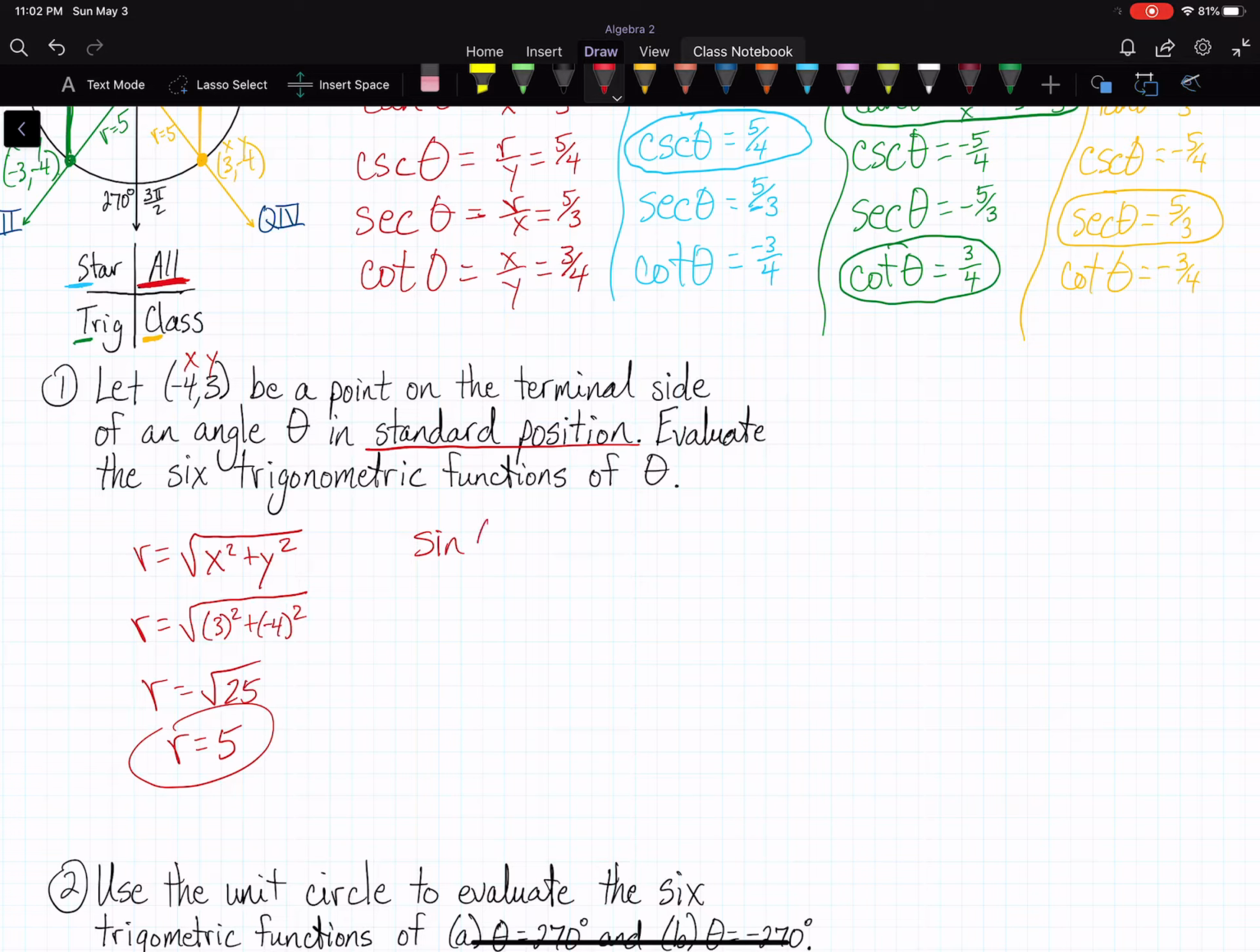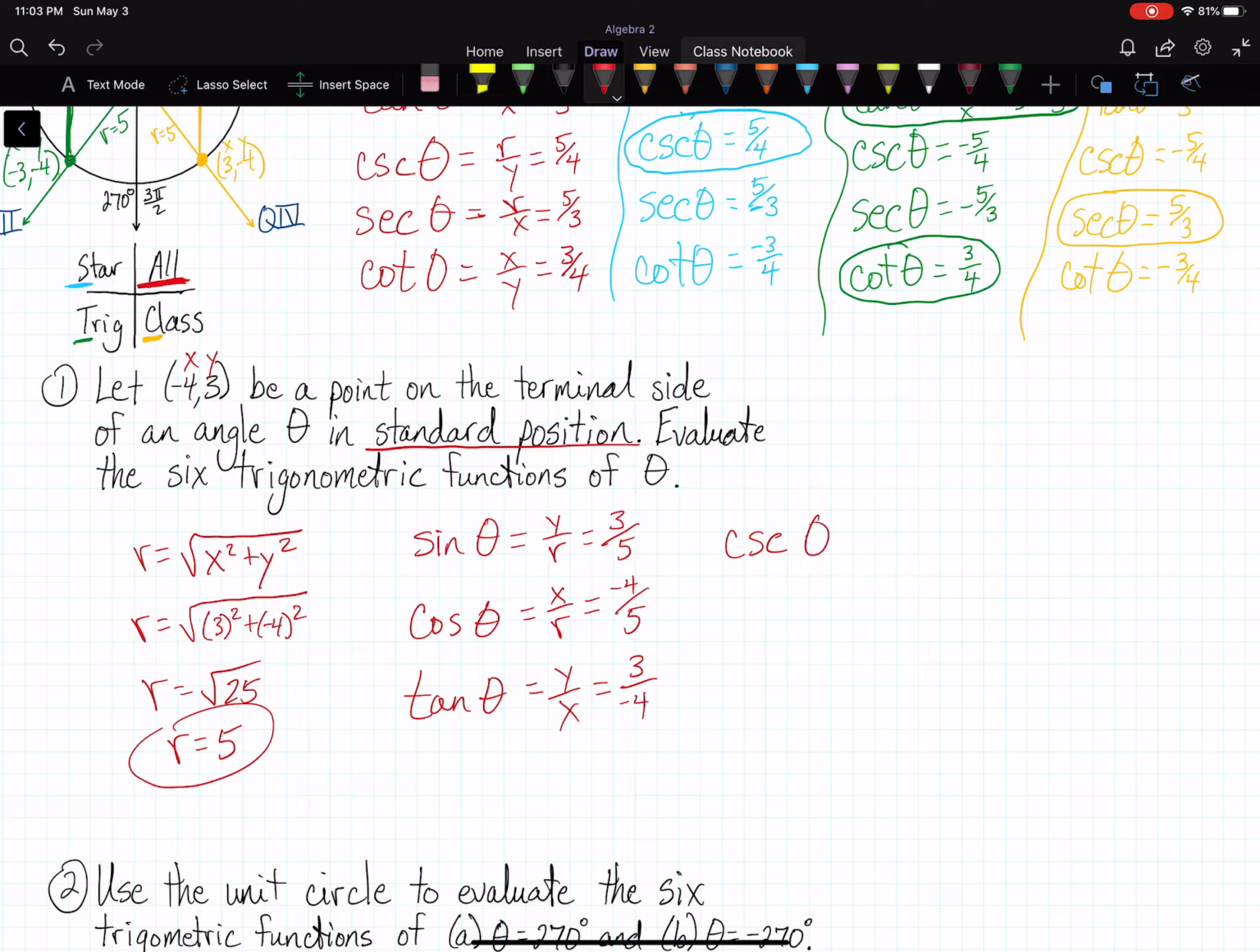So I come over here, I say sine of theta, cosine of theta, and tangent of theta. And we just plug in. So y is 3, r 5. X -4, r 5. Y 3, x -4. Boom.